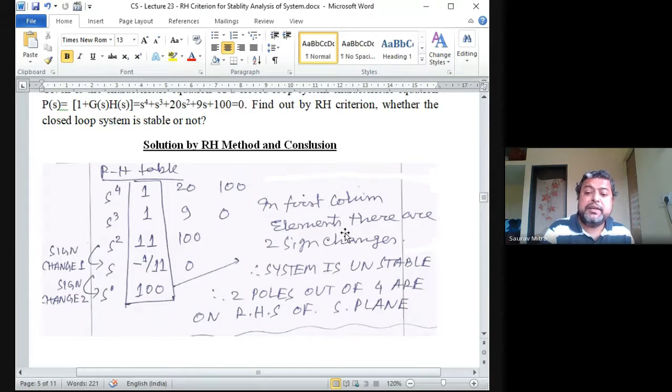No, you have to write that there are two sign changes in the first column. That is one from 11 to minus 1 by 11. Another sign change is minus 11 minus 1 by 11 to 100. So as there are two sign changes, it means that there are two poles which are lying in the right hand side of S plane. Hence the system is unstable.